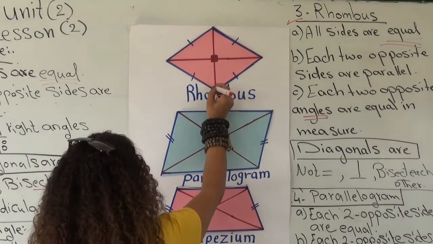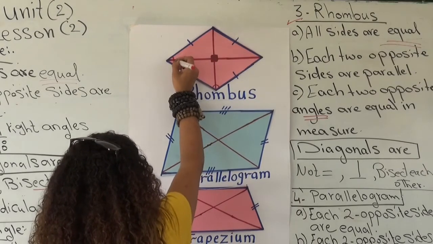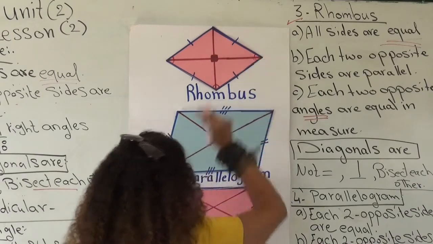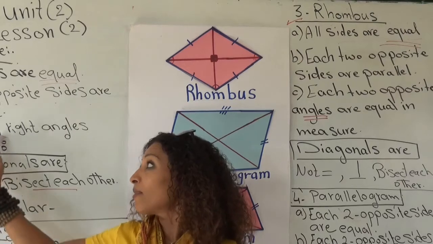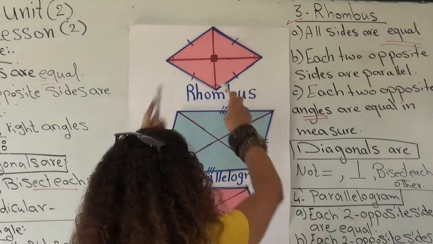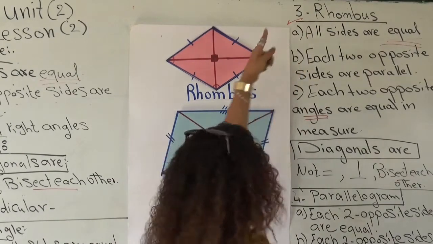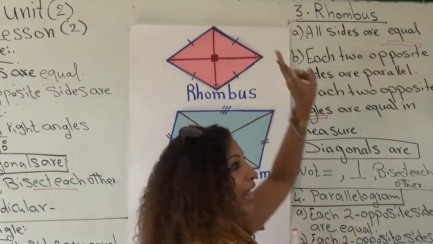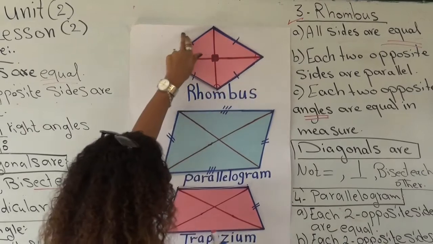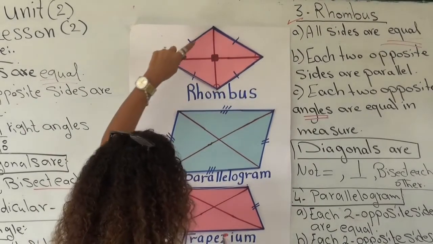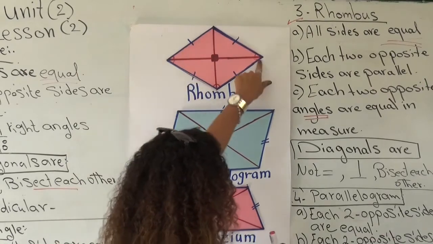Each two opposite. So if I have an angle here, it's equal in measure to the angle here, and if I have an angle here, it's equal to its opposite angle. Okay, so only the square and the rectangle have 90 degrees, but in the rhombus each two opposite angles are equal. So again, in the rhombus, all sides are equal and each two opposite sides are parallel here and here, and each two opposite angles are equal. This angle equals this angle, and this angle equals this angle.